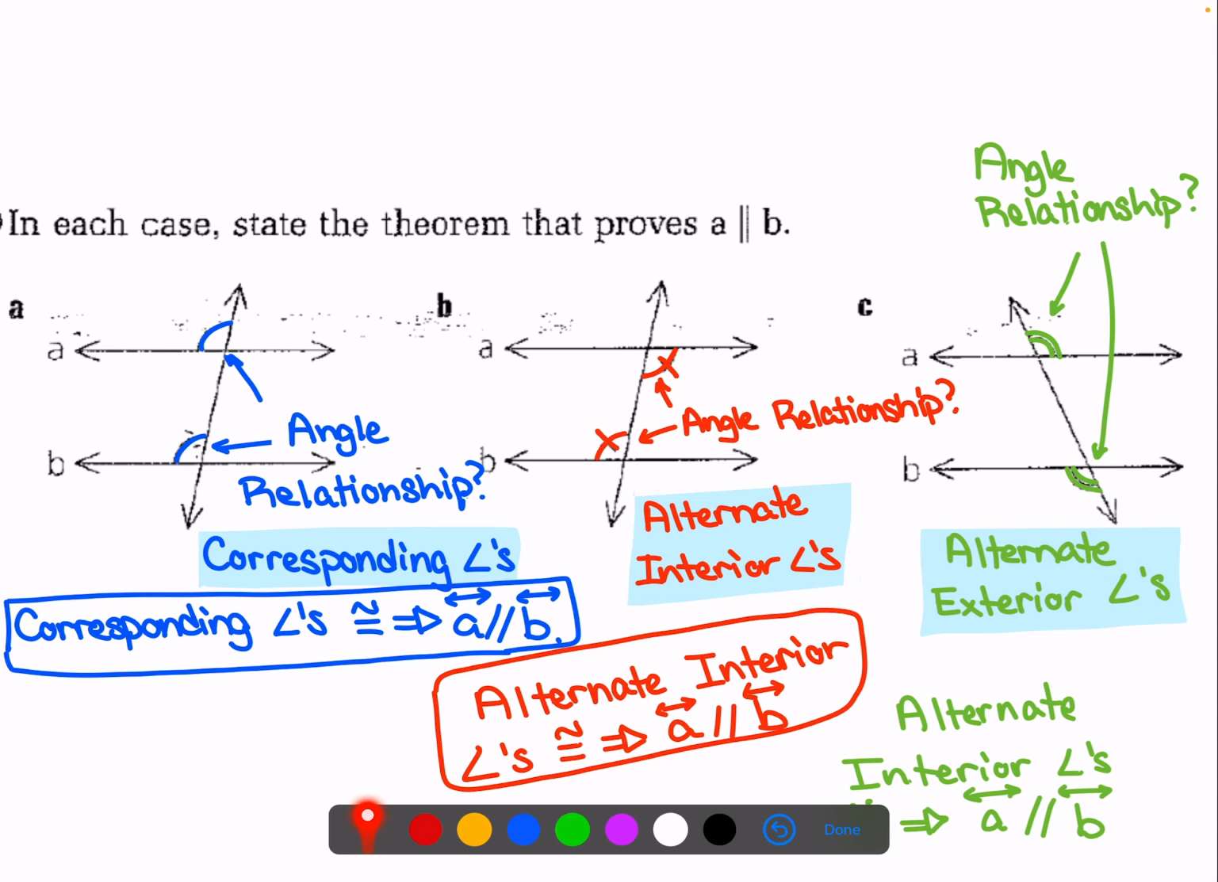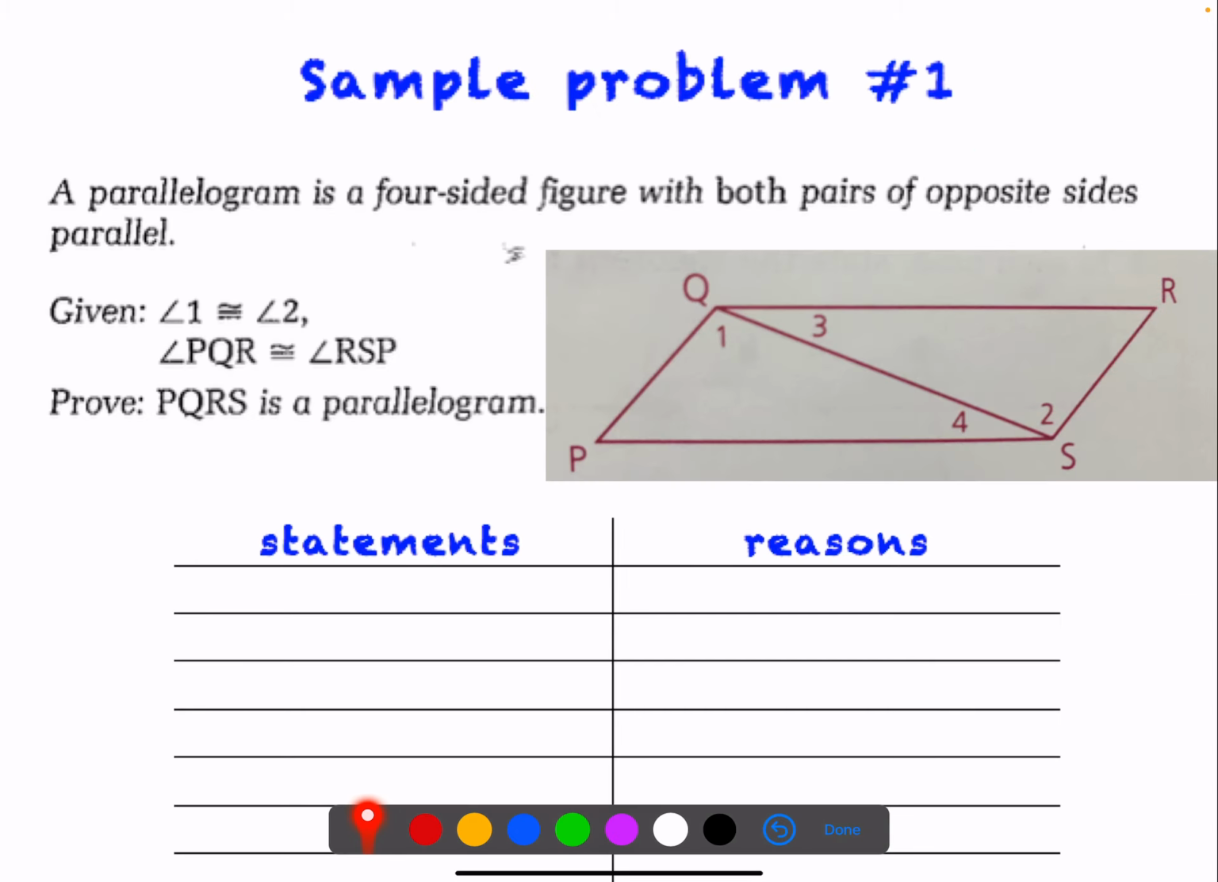All right, let's go ahead and jump into our first proof of the day. So, problem number 1. Given angle 1 is congruent to angle 2, so these two angles are congruent. Angle PQR is congruent to angle RSP. We want to prove that PQRS is a parallelogram. Now, a parallelogram is a four-sided figure with both pairs of opposite sides parallel. So I need to prove that QR and PS are parallel, and I also need to prove that QP and RS are parallel as well.